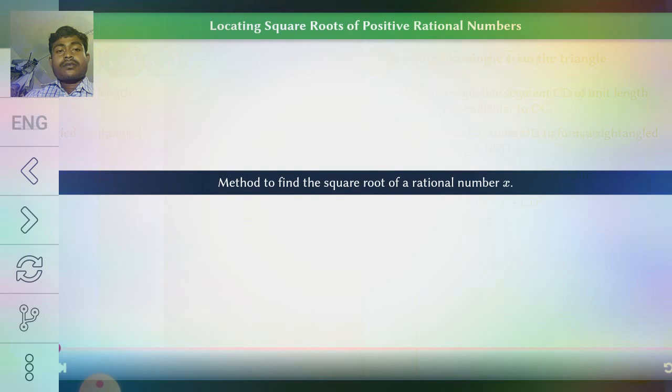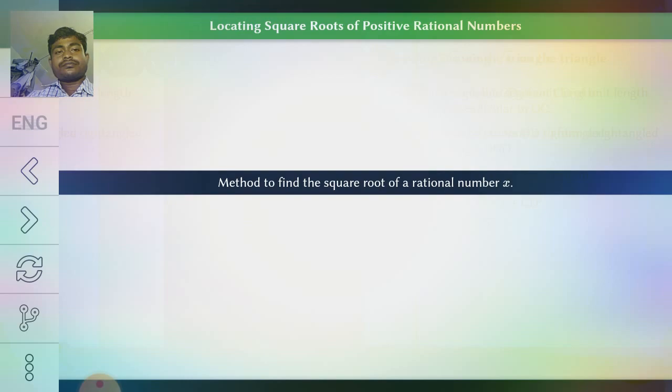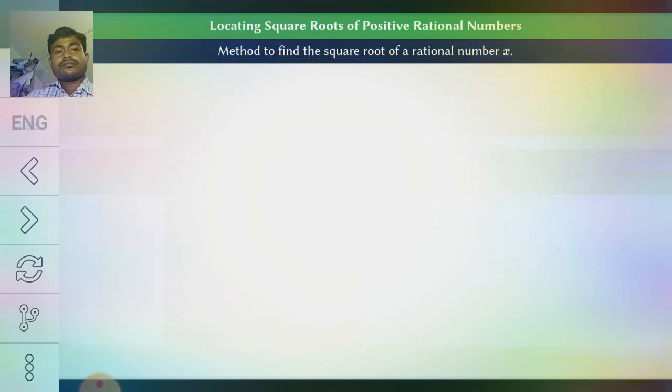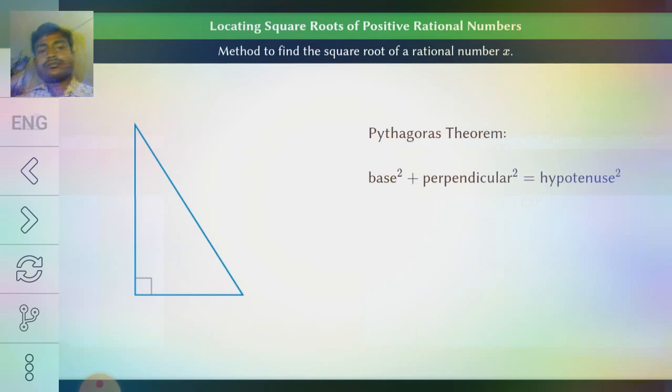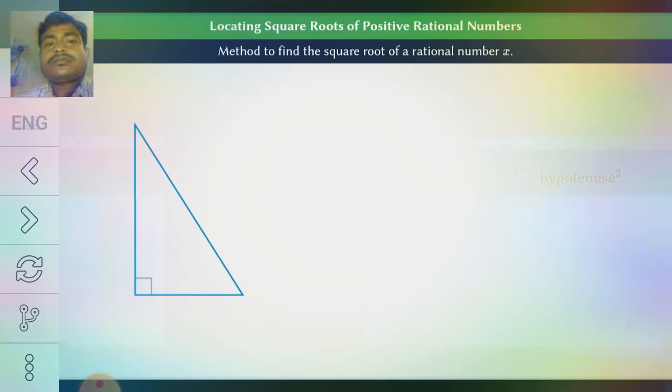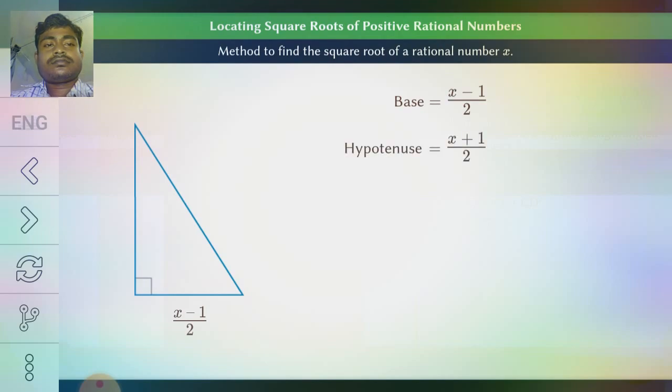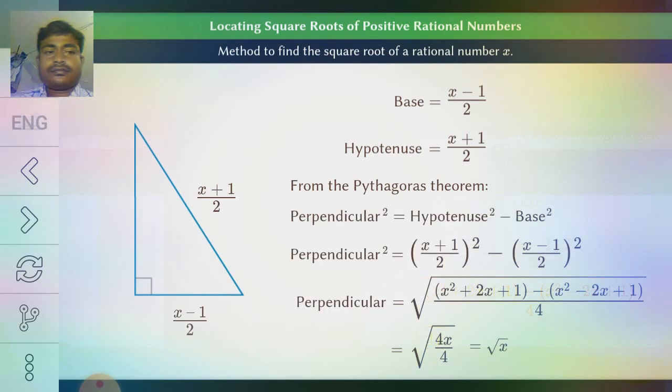Let's look at a method to find the square root of a rational number x. To do this, we will make use of a right-angled triangle and the Pythagoras theorem. If the base of a right-angled triangle is (x minus 1) by 2 and its hypotenuse is (x plus 1) by 2, then using the Pythagoras theorem, we can see that its perpendicular is the square root of x.